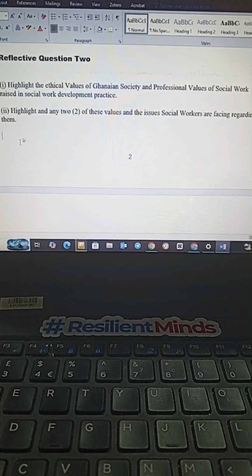Social workers have 6 core values, but when we come to NGO, these are the 3 we are dealing with. So it's respect for diversity as we've written. You just take any one, explain it, and we are good to go. You see, very, very simple.